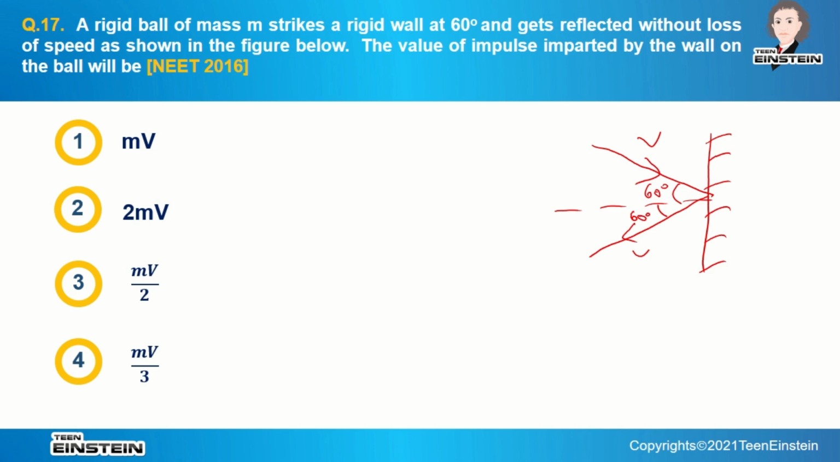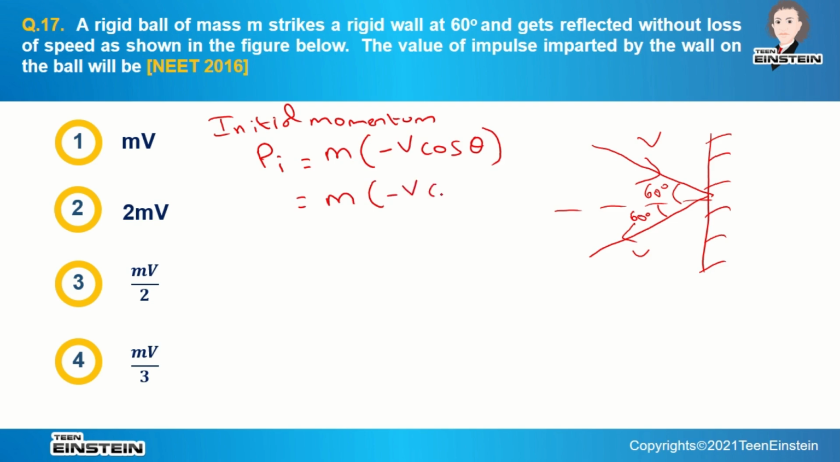So first what you have to find out is the initial momentum of the ball perpendicular to the wall. So initial momentum, you have to find out that, which is pi, which is given by m into minus v cos theta. So here theta is 60 degree, so it will become minus v cos 60. So pi will become minus mv by 2. This is the initial momentum.